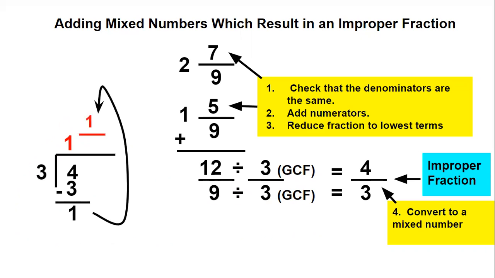Becomes the numerator of our fraction. What's the bottom number? Exactly, it's 3. 1 and 1/3. Are we done? Did we answer the question? No, why? What did we forget about?